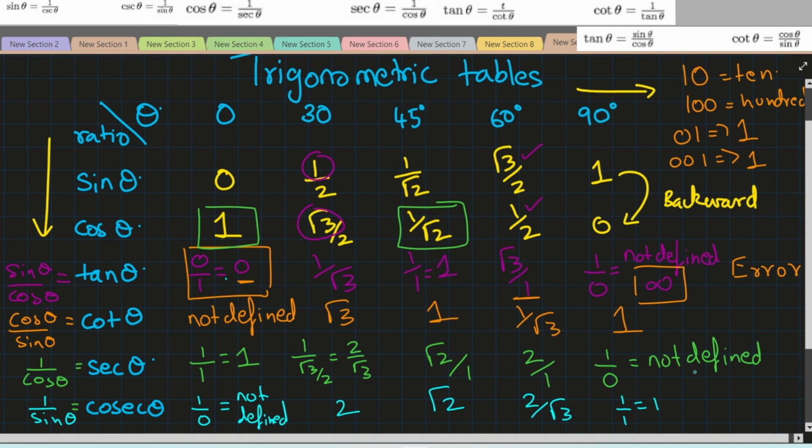We have different angles too. We have angles beyond 90 degrees too. Stay tuned. We'll also cover that type of angles.